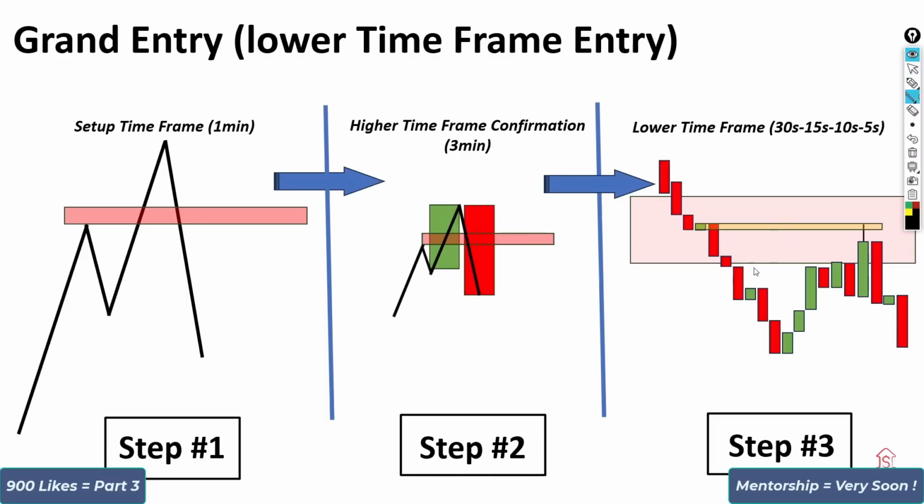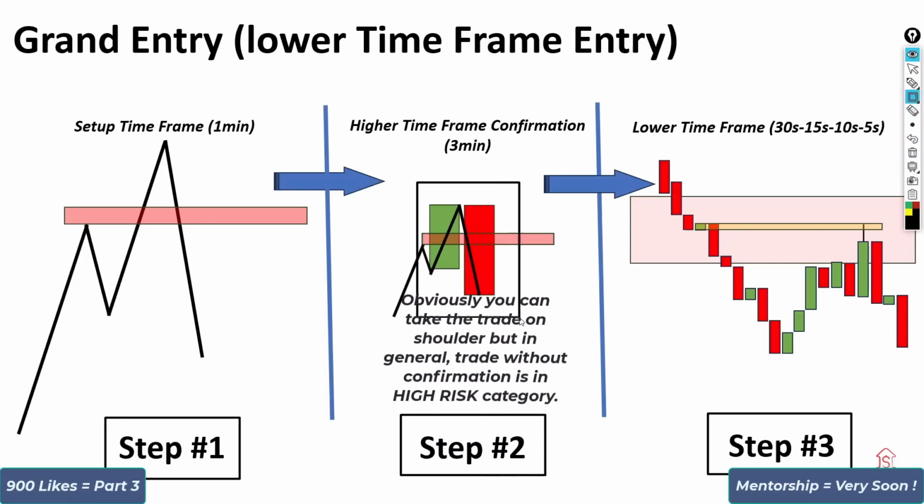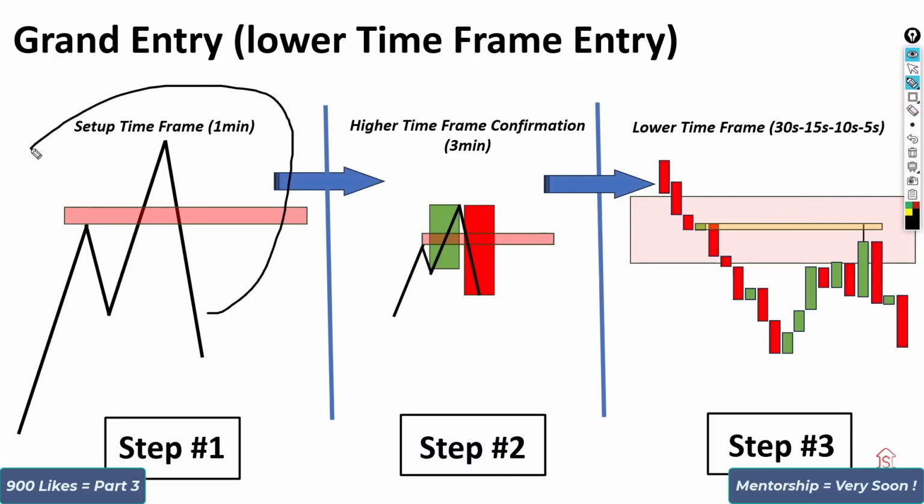So what if we don't have a proper supply at the lower time frame? For example, if you don't see your proper supply in any of these time frames, then you just don't take the trade. That's it. That's simple. If you don't see this engulf at the higher time frame, then you don't take the trade. Okay? If you don't see the setup at the 1 minute time frame, then you will not have a trade. That's very simple.